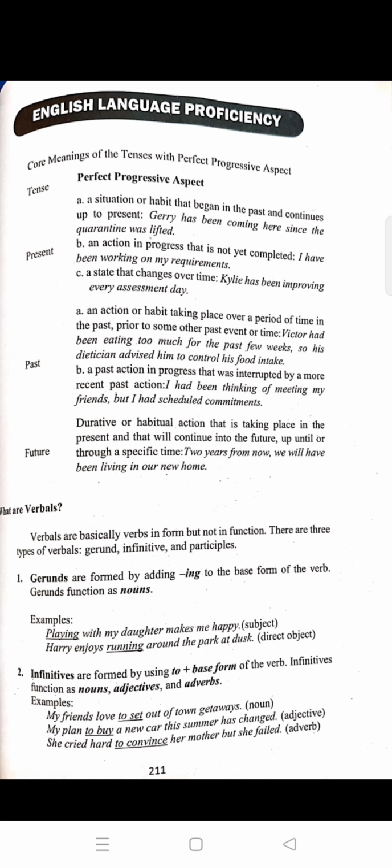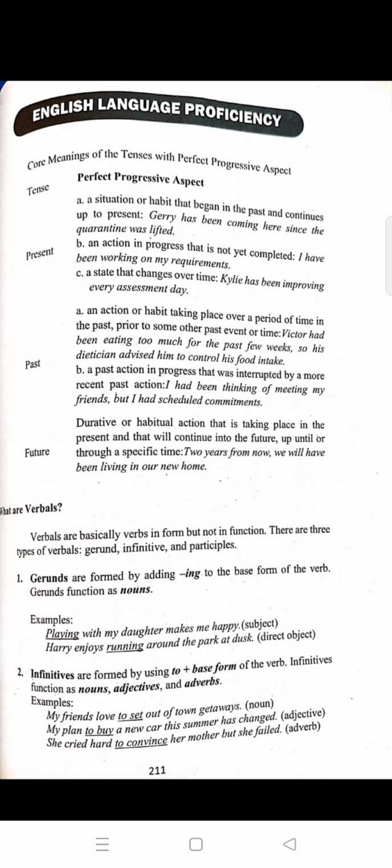How about future? Future is durative or habitual action that is taking place in the present and that will continue in the future up until or through a specific time. So one action is habitually done and another action is continuing in the future or until a set specific time.